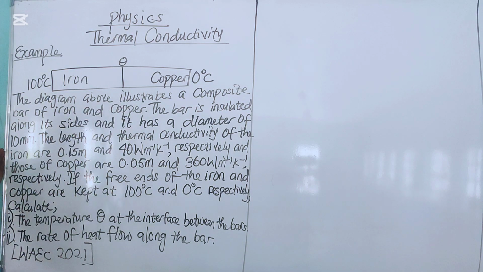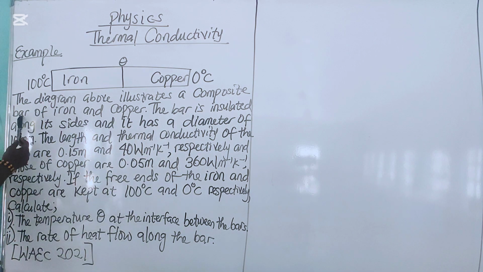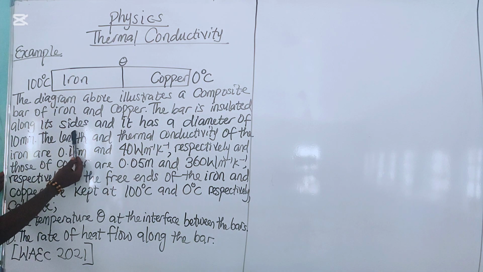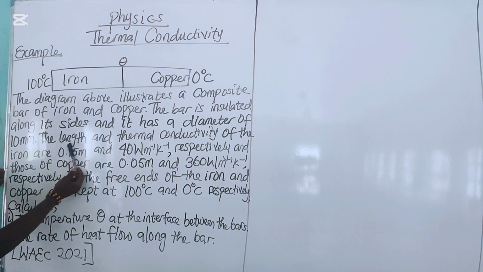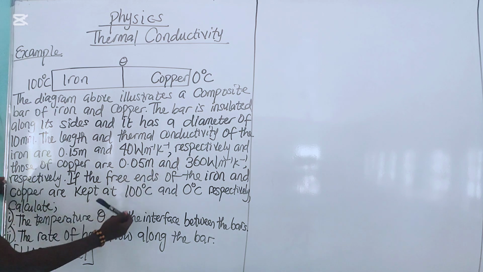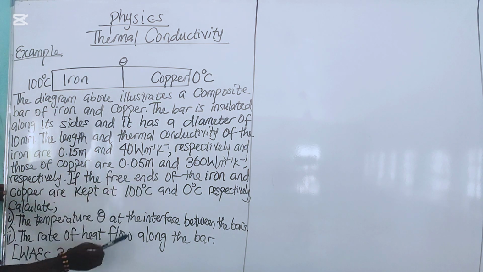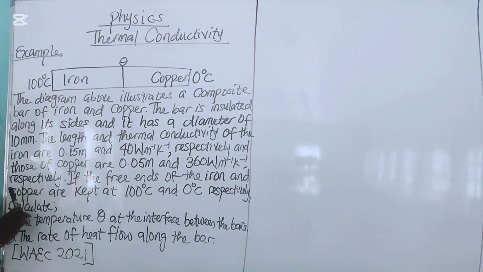Now, there is a diagram given, and we are told that the diagram above illustrates a composite bar of iron and copper. The bar is insulated along its side, and it has a diameter of 10 millimeter. The length and thermal conductivity of the iron are 0.15 meters and 40 watt per meter per Kelvin, respectively, and those of copper are 0.05 meters and 360 watt per meter per Kelvin, respectively.